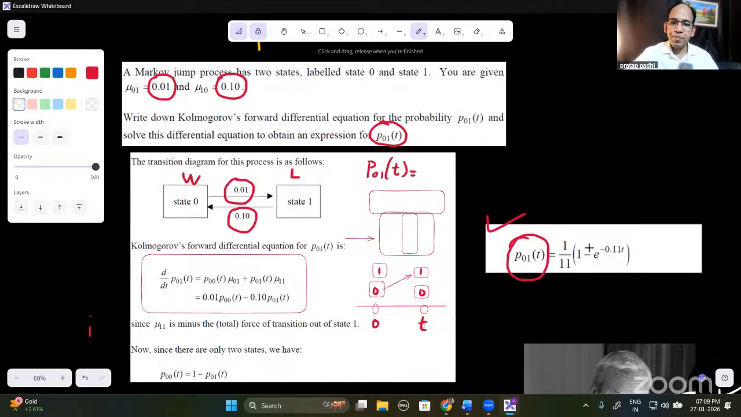Now, this means what? This means probability 0 to 1. 0 to 1 means given that you are at 0, what is the probability that you go to 1? It means you will leave the company. At time t, you can take anything, maybe 7.3, 9 point something, whatever you want.